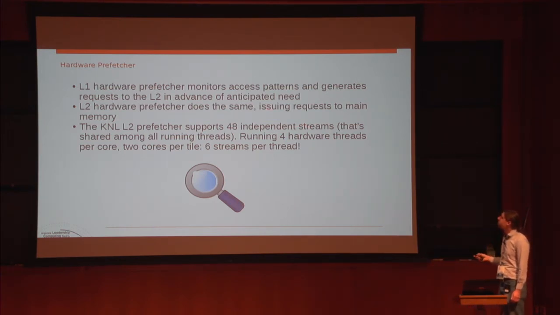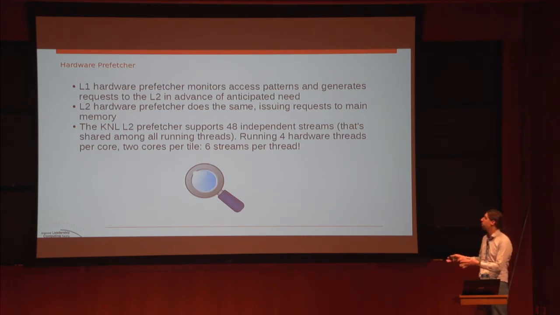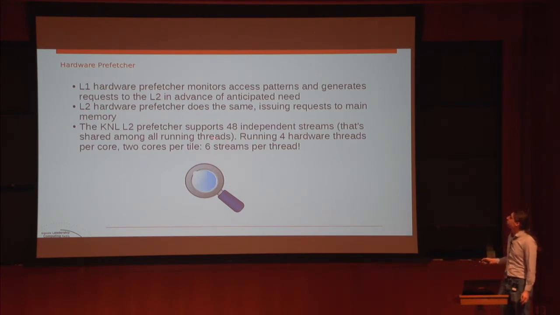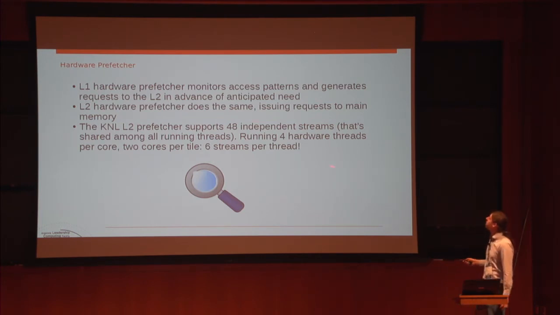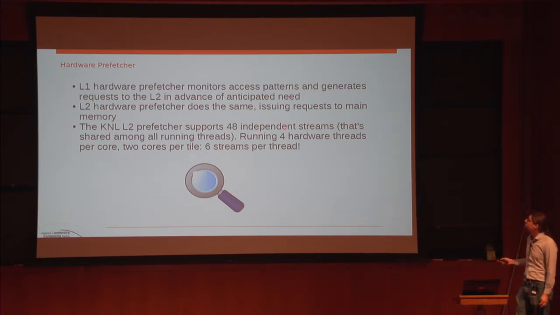And there's a limited number of streams that are supported in these devices. Because remember, they're looking for consecutive requests, but from different threads and different operations in the same thread, the requests don't necessarily exactly come in order for each stream. So it can track only a certain number of these things. On the KNL, the prefetcher supports 48 independent streams. And remember, that's shared between both cores in the tile. So if you're running 4 hardware threads and you have 2 cores in the tile, that leaves about 6 streams per thread.